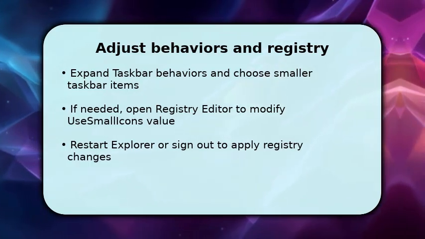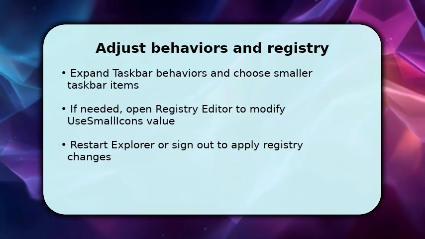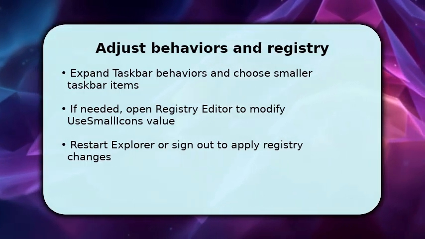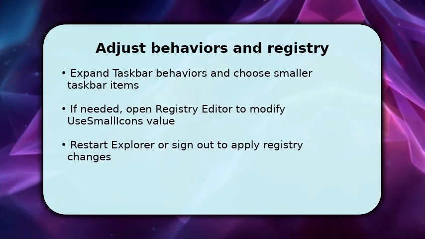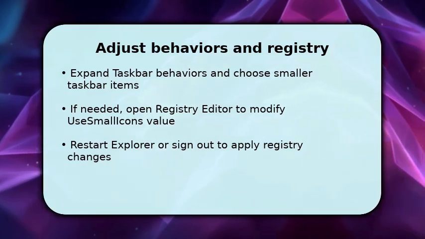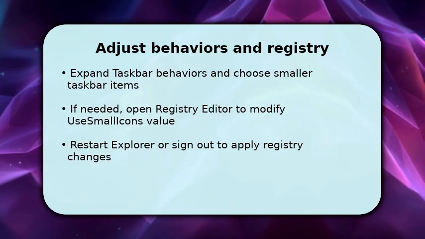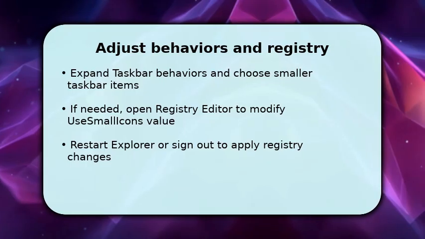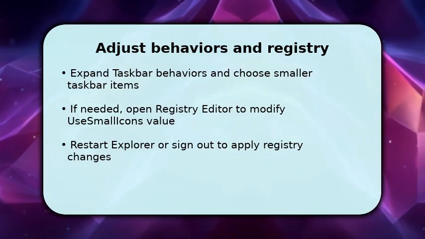If the built-in option doesn't expose a size switch, you'll edit the registry. Run regedit as admin, navigate to HKCU\Software\Microsoft\Windows\CurrentVersion\Explorer\Advanced, create or edit UseSmallIcons, a DWORD, and set it to 1. Make sure to back up the key first.